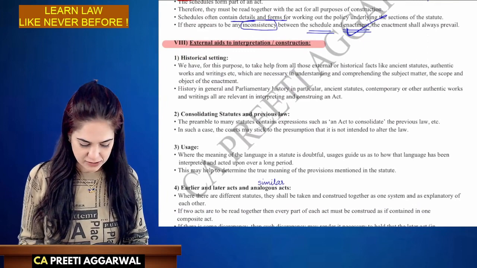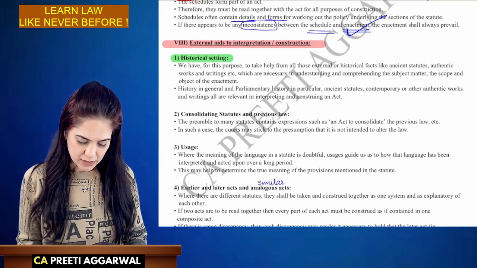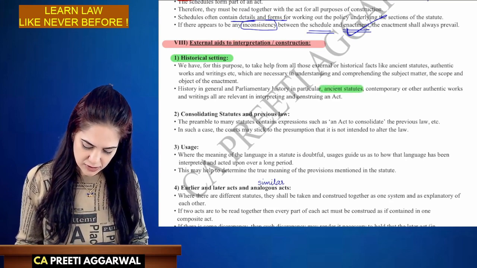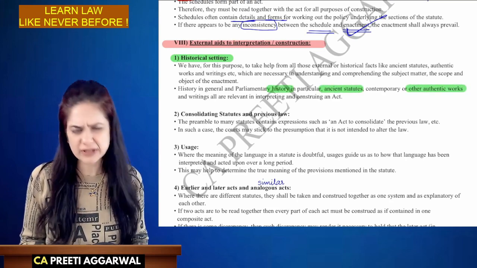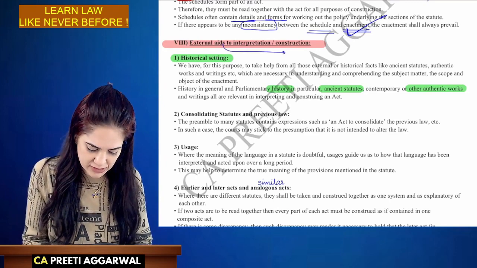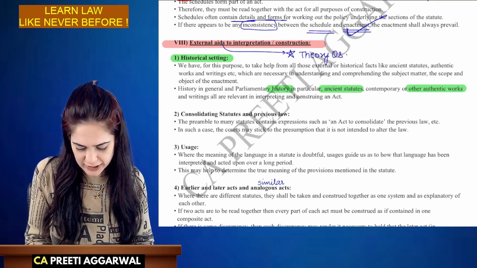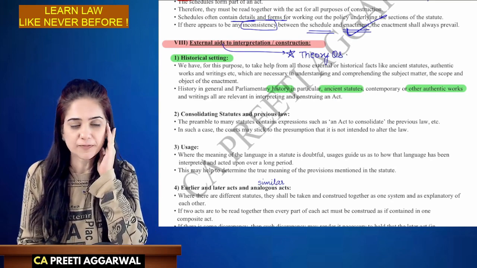External aids. So also go through the historical settings, ancient statutes, authentic works, history. They will all help you to interpret law. Again, external aids is very important for theory question. It is very important for theory question.